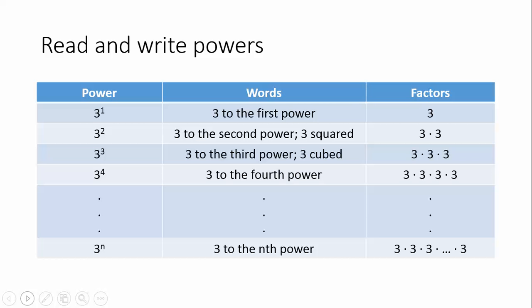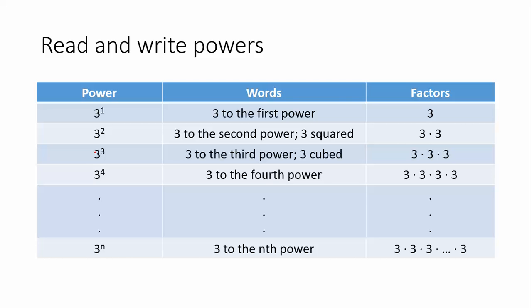Let's look at a chart. And you don't need to write this down, but please follow along. So this is how we read and write powers. We write 3 with a power or an exponent of 1. We read that as 3 to the first power. Essentially what it just means is the number 3. If we have the base of 3 with an exponent of 2, we say it's 3 to the second power. And another way to say a second power is 3 squared. You'll hear me say 3 squared often when we have an exponent of 2. But what that means is 3 times 3.